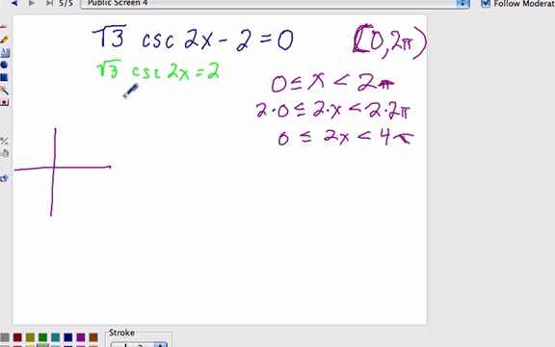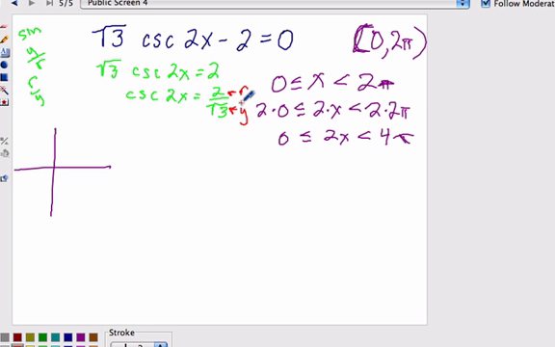And then divide both sides by the square root of 3. Okay, then we need to think cosecant is the reciprocal of sine. Sine is y over r, so cosecant would be r over y. Okay? So this is my r value. My r value is 2, and my y value is the square root of 3.